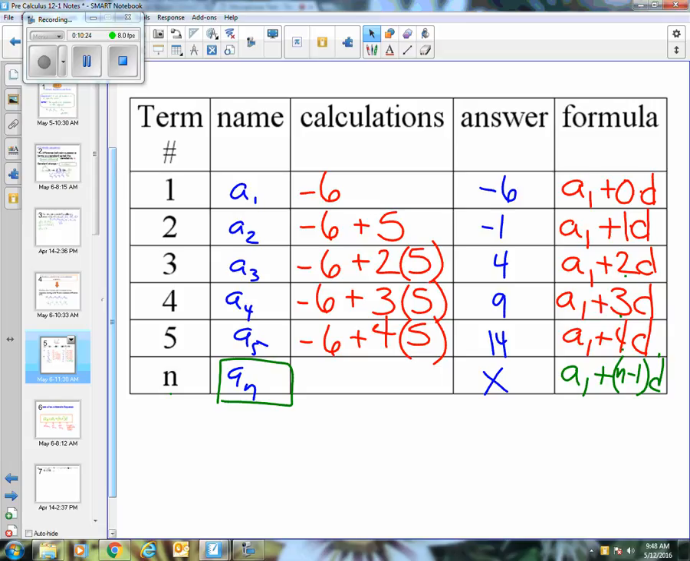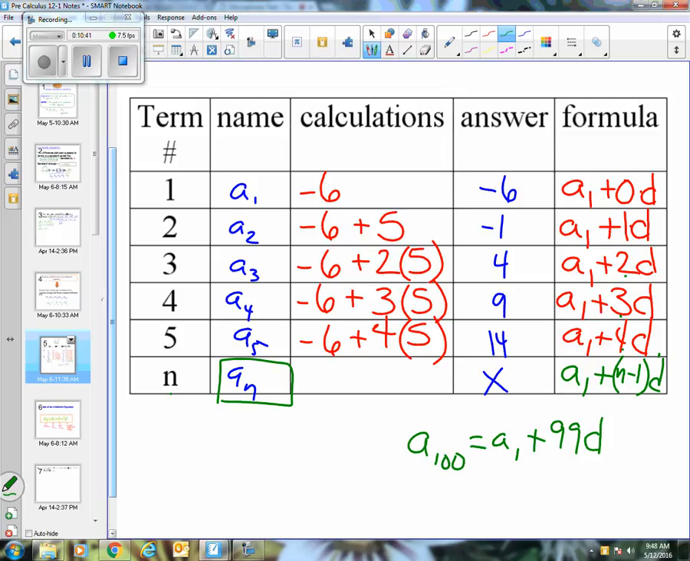Why is it n minus 1? Why isn't it just n? Well, you don't need a difference for that first term. It's 0 of them. So I just need one for each subsequent term after that. So go back to my example. If I was asking you to find then that A100, how many common differences would you need? Well, you would need 99 of them then, right? N minus 1. I don't need to add it on for the first one.